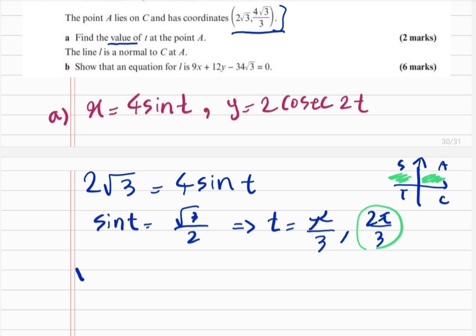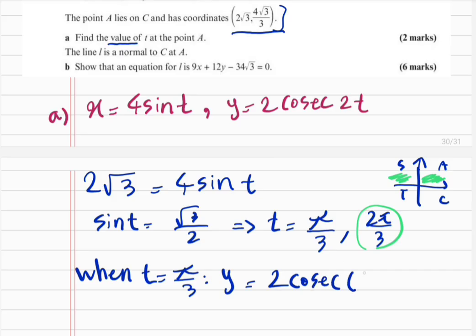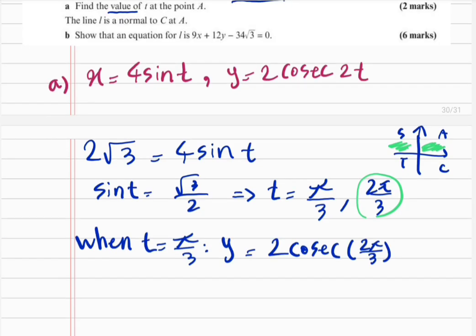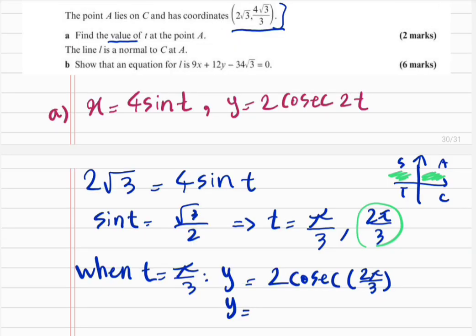So let's start. When t is equal to pi over 3, let's see what happens. So y is equal to 2 cosec 2t. So t is pi over 3. If you multiply that by 2, that's 2 pi over 3. And we want to find this value. So I'm going to use the calculator. And that gives me exactly 4 root 3 over 3, which is exactly the same as the above y value. So this is the t value that we want.